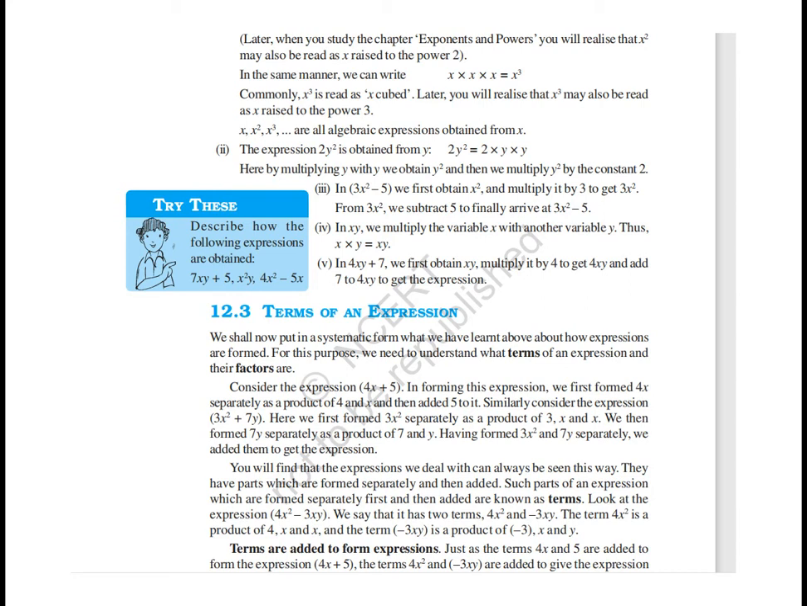So what are the two terms in the expression? 4x square and minus 3xy. Terms are added to form expression. They are added, they are subtracted, they are multiplied, they are divided, and that's how they are formed. You have to form the expression.